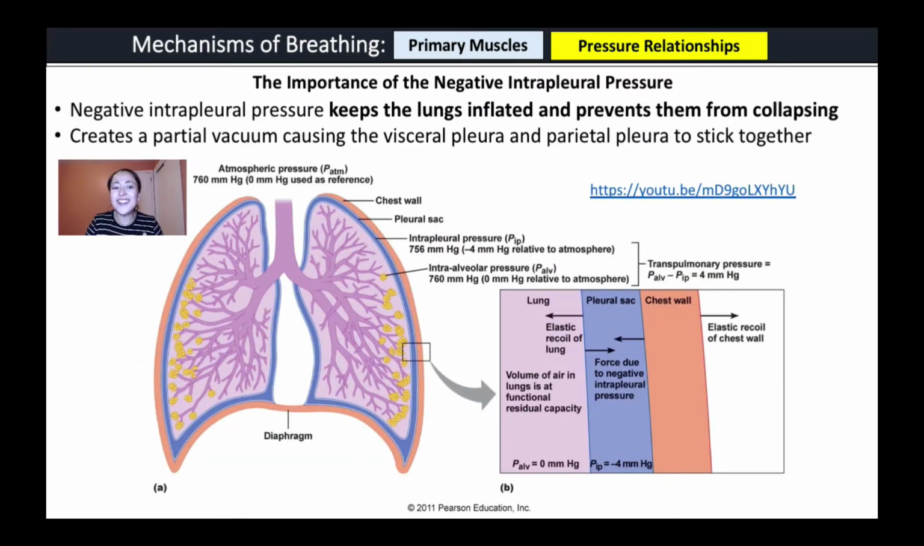Now I want to emphasize again the importance of this negative intrapleural pressure. Negative intrapleural pressure keeps the lungs inflated and prevents them from collapsing. This is extremely important. It creates a partial vacuum, causing the visceral pleura here, also shown here, and parietal pleura here, it keeps them sticking together.